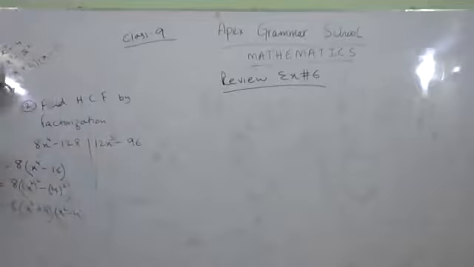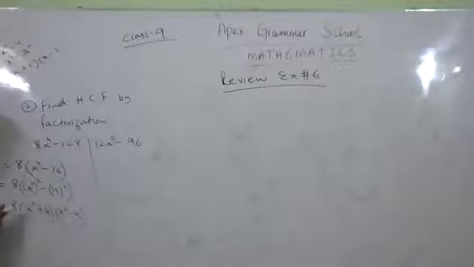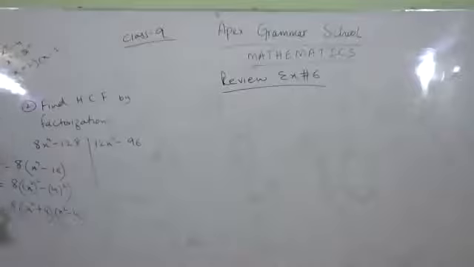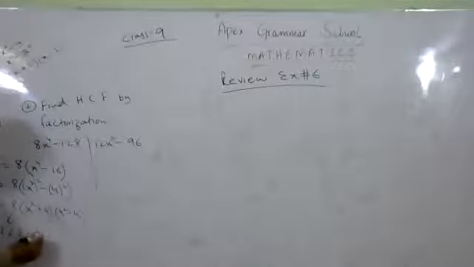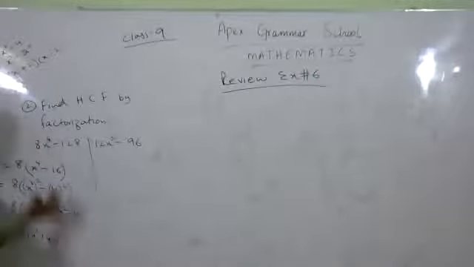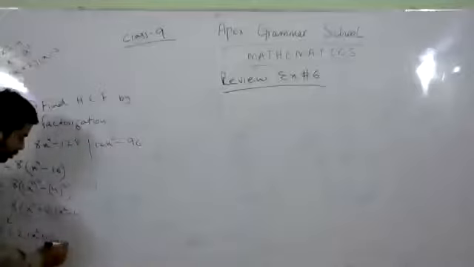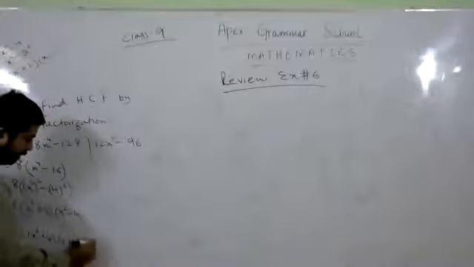So instead of writing x square minus 4, we need to write x plus 2 into x minus 2. But first you need to factorize this 8 also. 8 is basically 2 multiplied by 2 multiplied by 2, and then x square plus 4, and then x plus 2 into x minus 2.